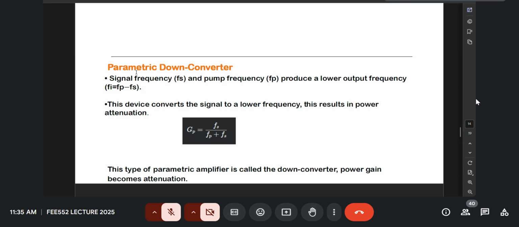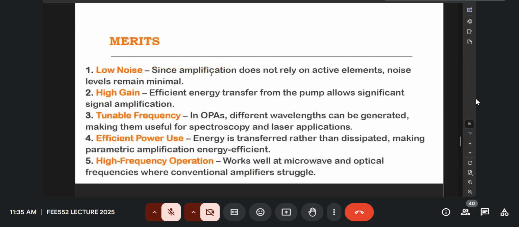Power gain becomes attenuation. So you'll come to see that parametric down converters are also called demodulators, because we are having the output frequency lower, while the up converters are called modulators, because we are actually increasing the frequency higher and higher.